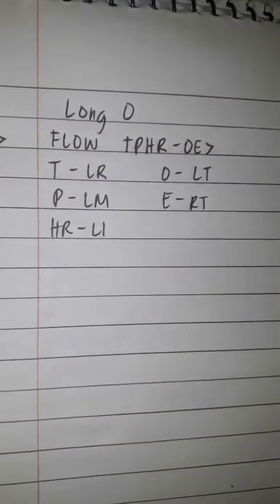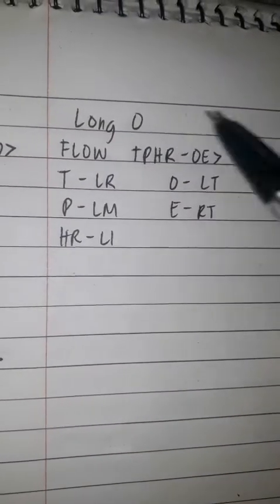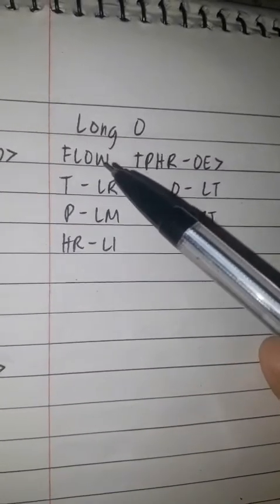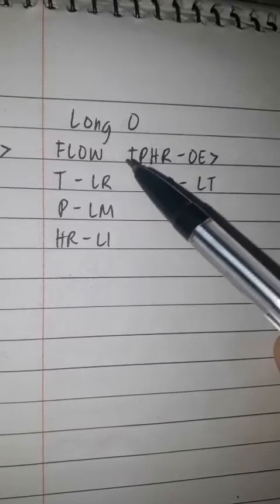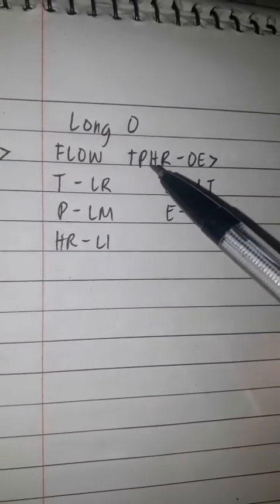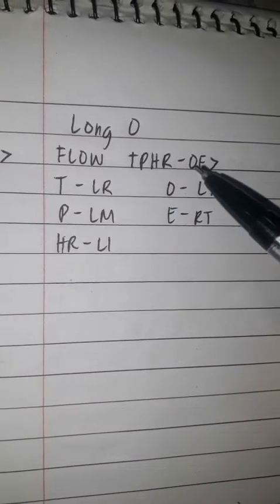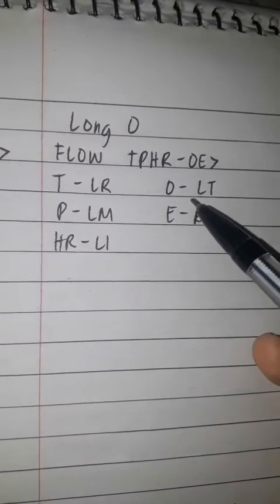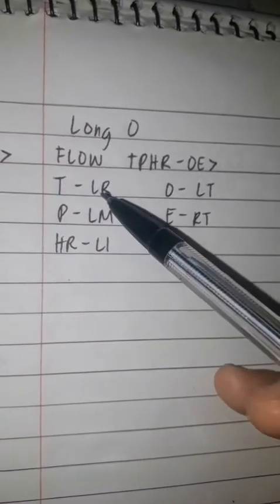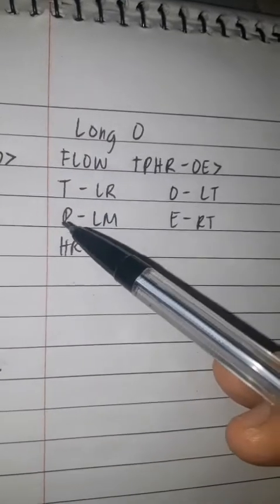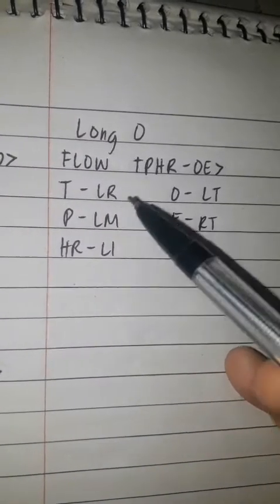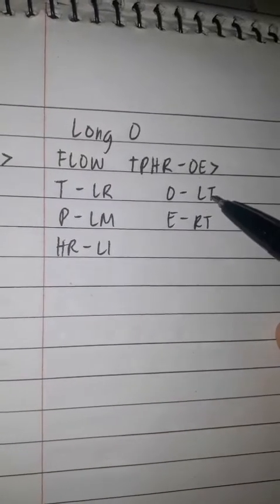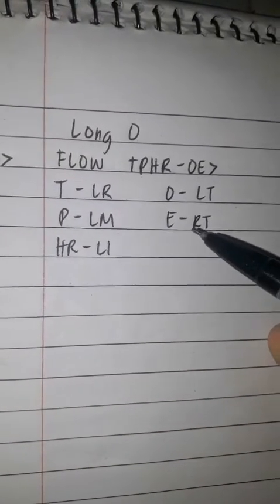So, last one, we have the long vowel O. So, for example, flow, we have initial letters TP, HR, and vowel letters OE, then release. So, the assigned fingers, we have T for left ring, P for left middle, HR for left index, O for left thumb, and E for right thumb.